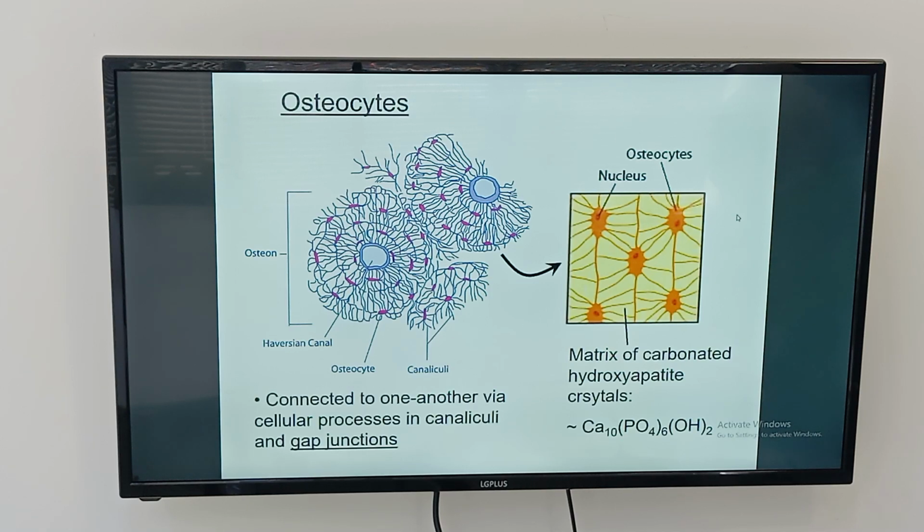The orange structure is an osteocyte, and the small dot in it is the nucleus, because of course an osteocyte is a cell. Each cell needs to have a nucleus. So the nucleus in this structure is here in the osteocyte.